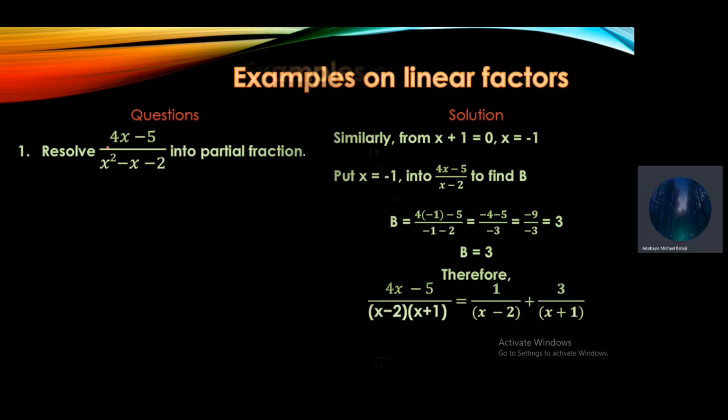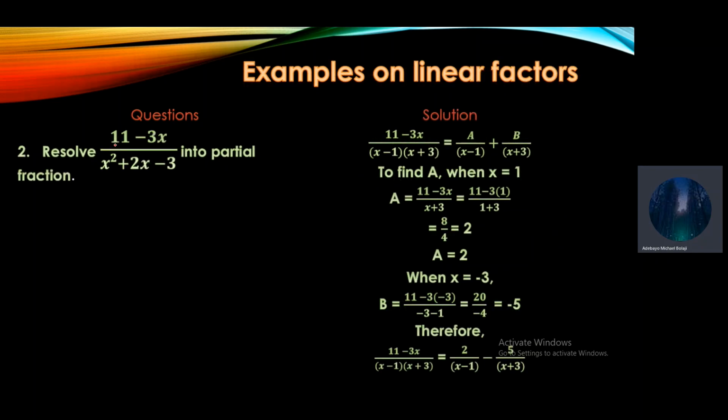Okay, let's look at the second example before we end today's class. The second example, as we introduced in part 1, is 11 minus 3x over x squared plus 2x minus 3. We also do the same thing. The first thing to do is that we find the factors of x squared plus 2x minus 3. And we got the factors to be what? X minus 1, x plus 3. Now resolving this algebraic fraction into partial fraction, we get a over x minus 1 plus b over x plus 3. Why are we getting this? Because this is a linear factor.